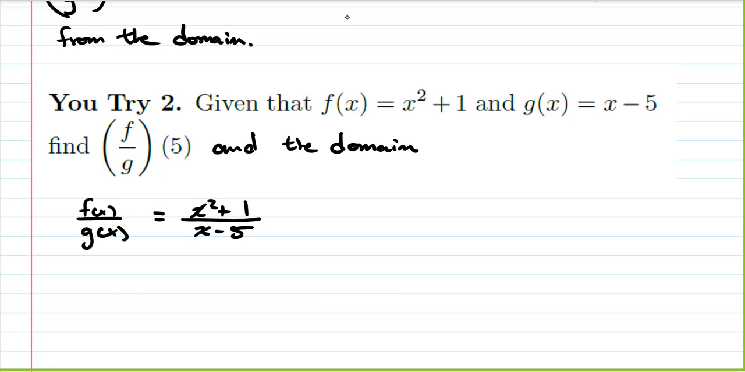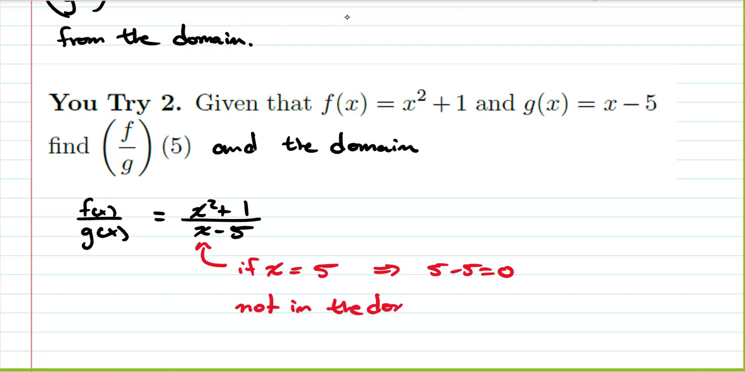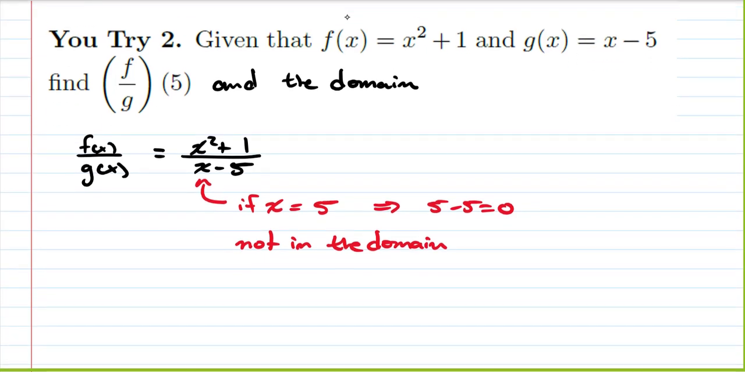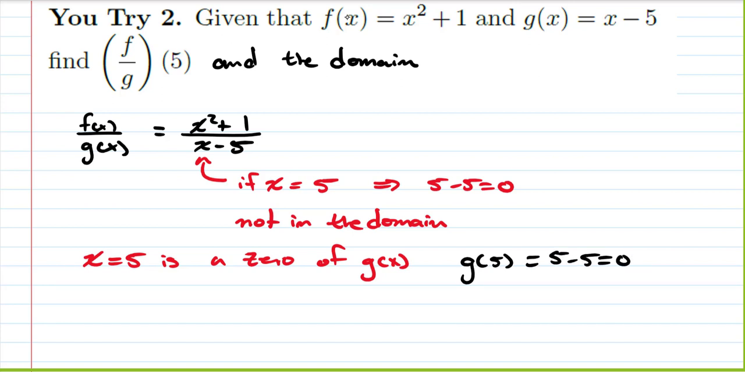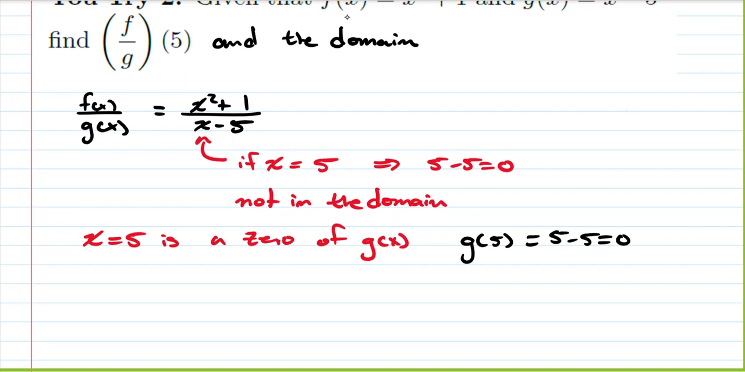So if we try to replace x with 5, we get 5 minus 5, which equals 0. So it's not in the domain. And we'll note that x equals 5 is a 0 of g of x. That is, g of 5 is equal to 5 minus 5, which is 0. Remember that a 0, by definition, was an input that when we put it in, we get 0 as the corresponding output. So let's formally find our domain.